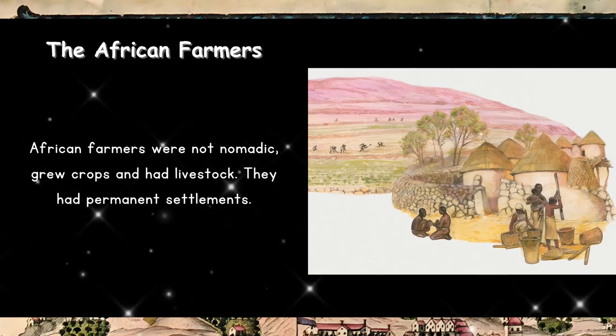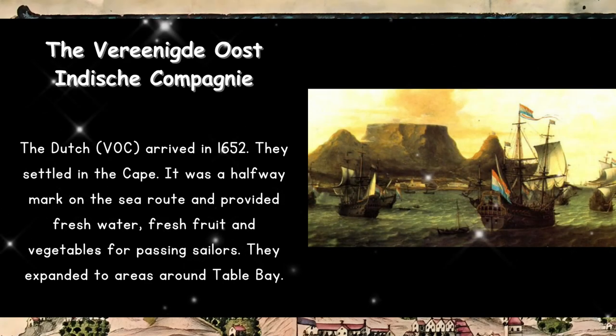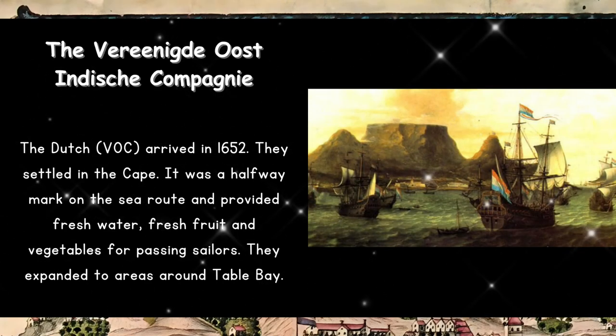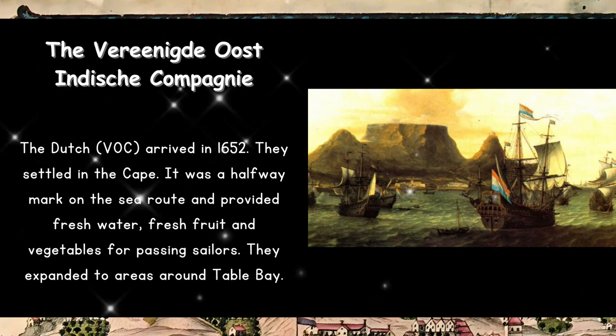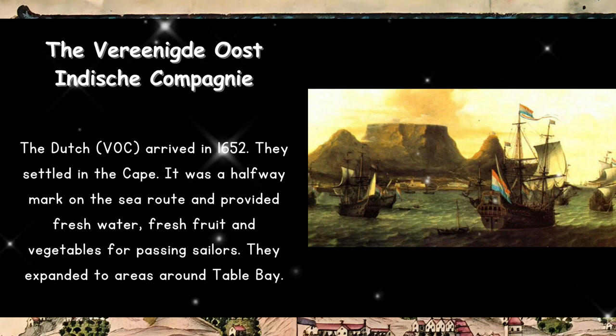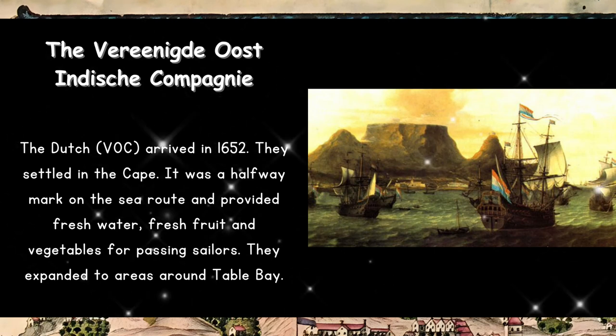They had permanent settlements. The Dutch or the VOC arrived in 1652. They settled in the Cape. It was a halfway mark on the sea route and provided fresh water, fresh fruit, and vegetables for passing sailors. They expanded to areas around Table Bay.